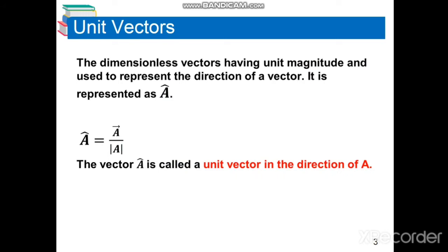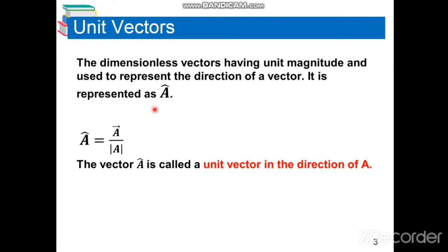Today we are going to study about the unit vectors. So unit vectors are dimensionless vectors. It means that the unit vectors have no dimension, but they have magnitude, and they are used to represent the direction of a vector. If A is the vector, then the unit vector will be represented as A with a small hat above it.